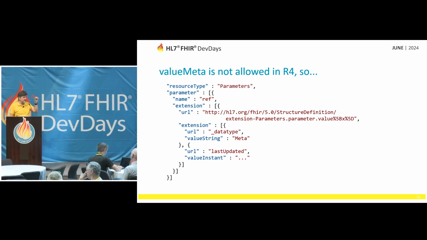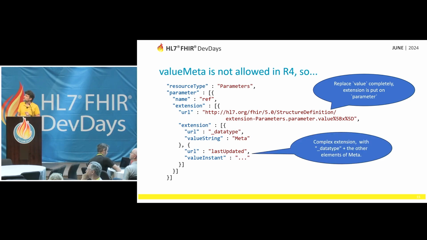So your lastUpdated here is from Meta, the existing data type, and you could have all Meta's elements inside here. Solved. Okay, another corner case down. But remember, we completely replaced the original value[x] here. All right, this is for the viewers at home who watch my slides.